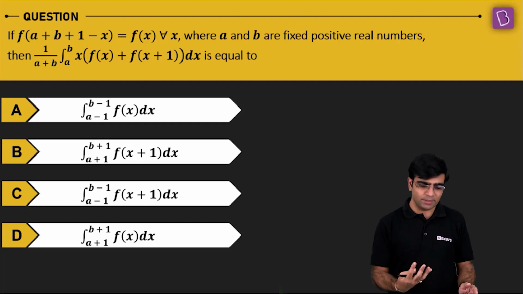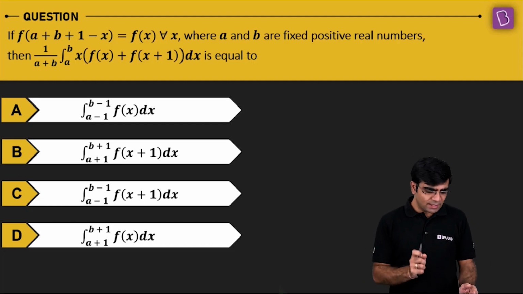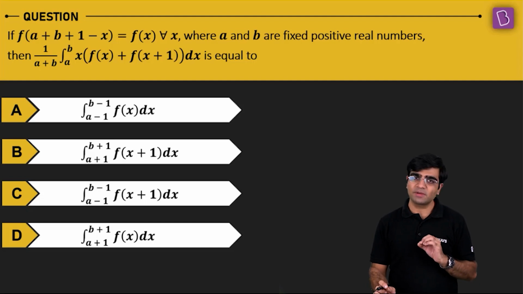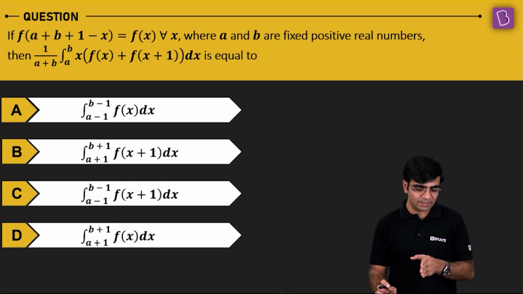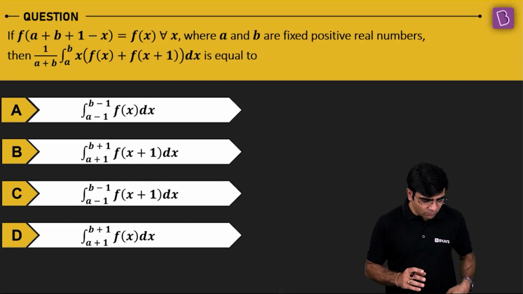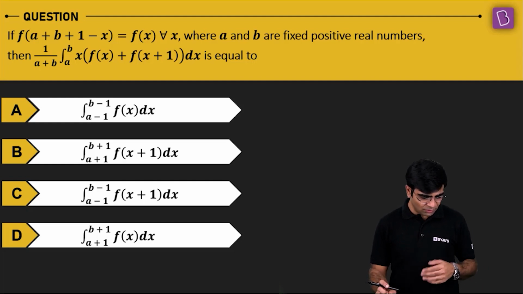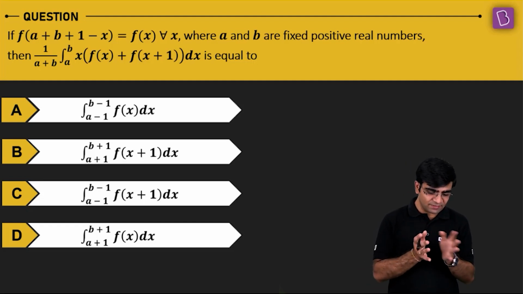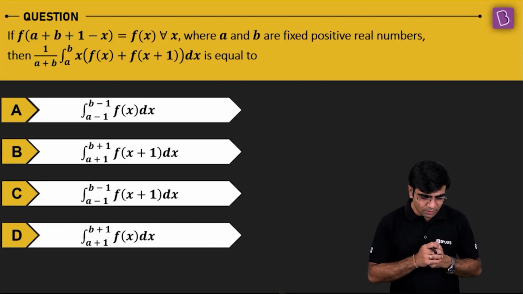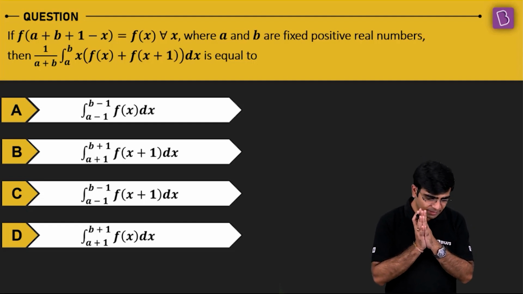All right, so let me quickly read this question and what are the first insights which come to my mind as a student. The question says that if f of a plus b plus 1 minus x is equal to f of x for all x, where a and b are fixed positive real numbers, then 1 upon a plus b integral a to b of x f of x plus f of x plus 1 dx is equal to. Can you see my four options, with the integral limits from a minus 1 to b minus 1 or a plus 1 to b plus 1, and the expression is either f of x or f of x plus 1. Okay, so I have to keep this in my mind.